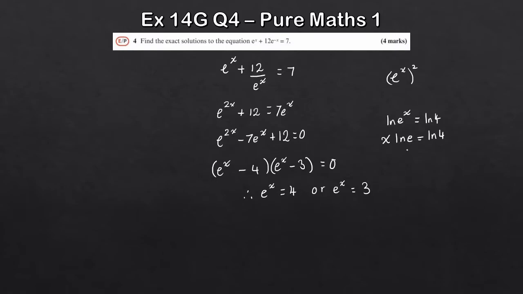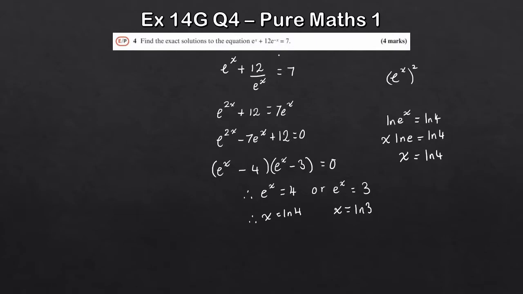And then ln e, you remember, is just 1. So this just becomes x equals ln 4. So that's one solution. So x is equal to ln 4. And the exact same principle applies here as well. So e to the x equals 3. That means x will just be equal to ln 3 as well. And there you have it. So that's just our solution for that one.